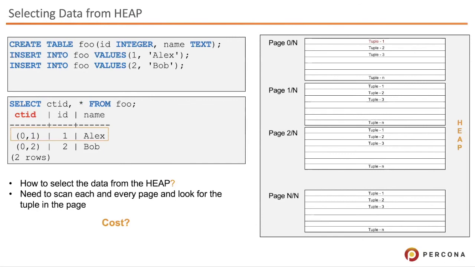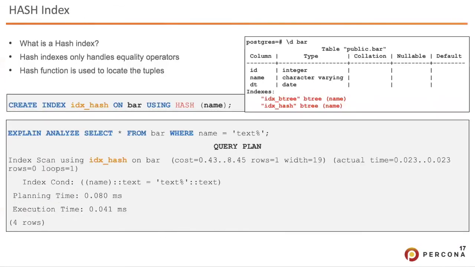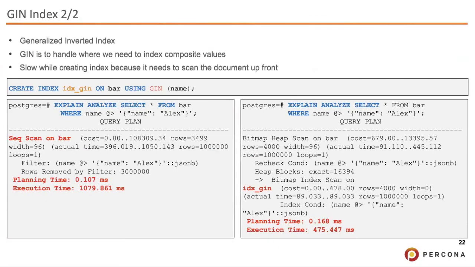Why would you use a GIN index instead of a B-tree index on name? I was just confused, as there are two names, actually. The column name is name. I created a GIN index on column name, which is a JSONB composite value document. And here I am querying for documents containing the information where name is equal to Alex. I'm extracting that information from that JSON document.